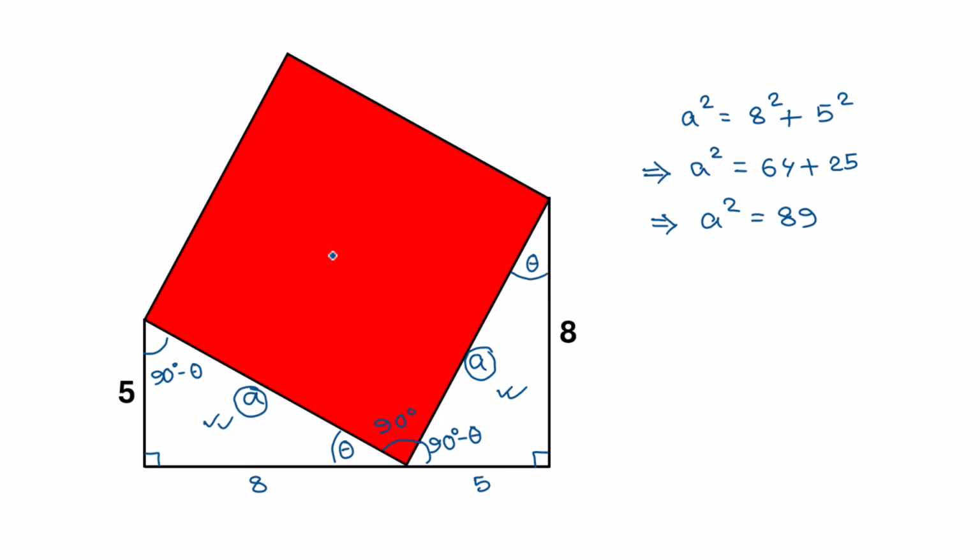Now if the area of this square is A, as this side length is A, the area will be A squared, and we have the value of A squared is 89, so the area of this square is 89, and this is the solution of our given problem.